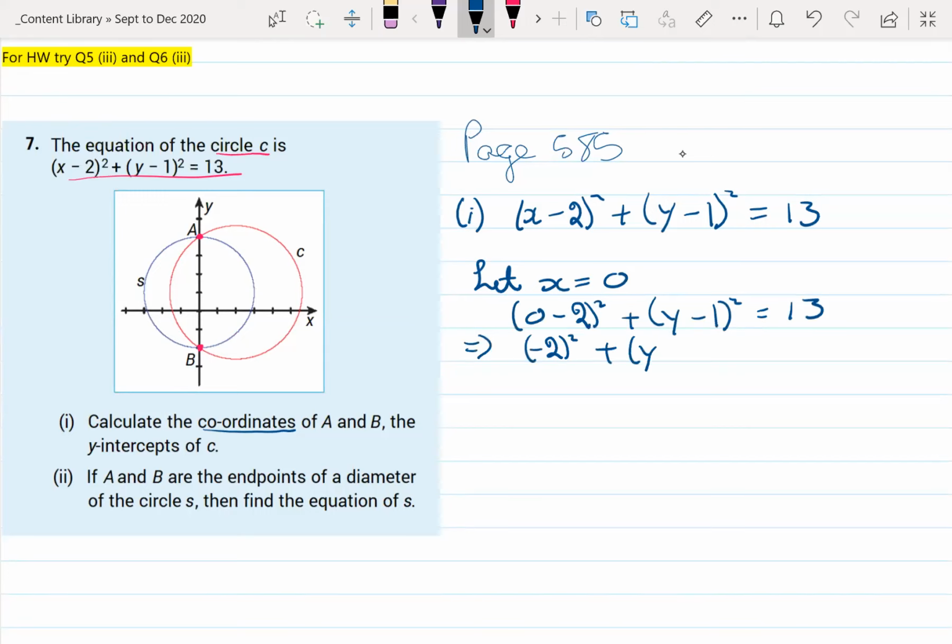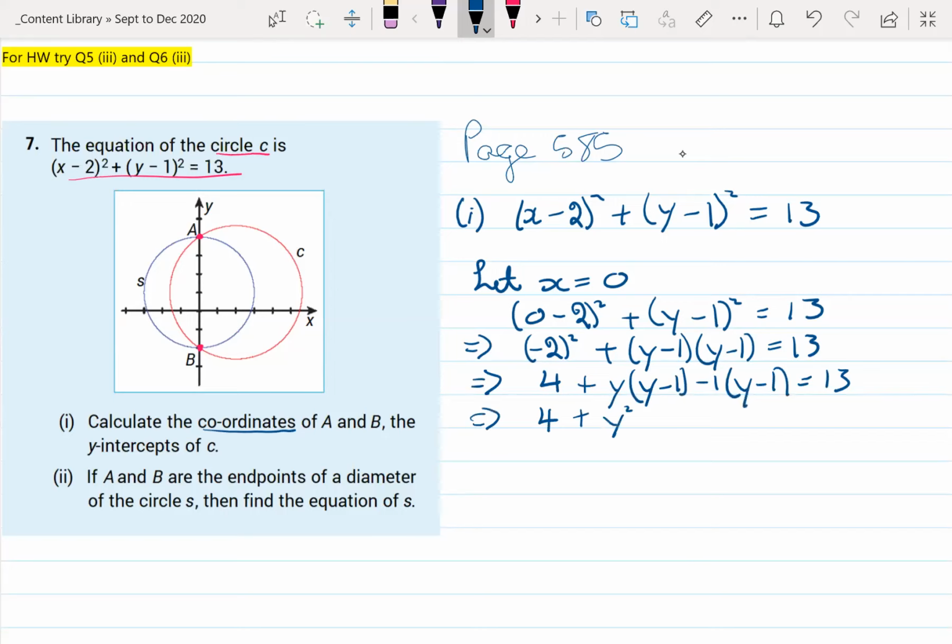and we're going to have to multiply out this bracket, so let's just expand the brackets. So we get 4 here, plus y multiplied by y minus 1, and then minus 1 by y minus 1. Hopefully you're getting used to expanding the brackets, you've been doing them since junior cert. y by y is y squared. y by minus 1 is minus 1y. Minus 1 by y is minus 1y. And minus 1 by minus 1 is plus 1.